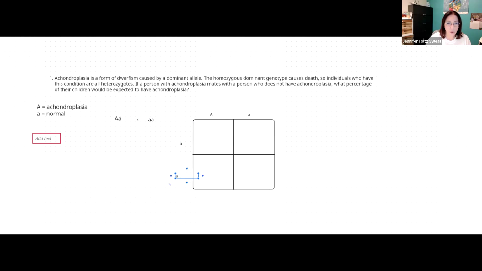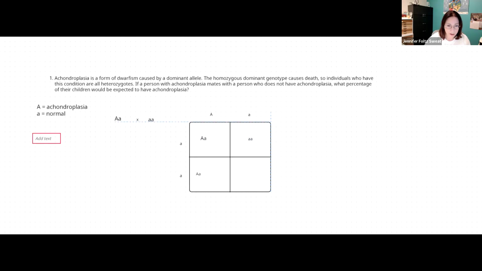Okay, so now I am just going to join up the alleles. So here we have big A, little a. Okay. We have little a. Another big A, little a. Okay, that didn't work. There we go. And another little a, little a. So everyone who got 50% is correct.